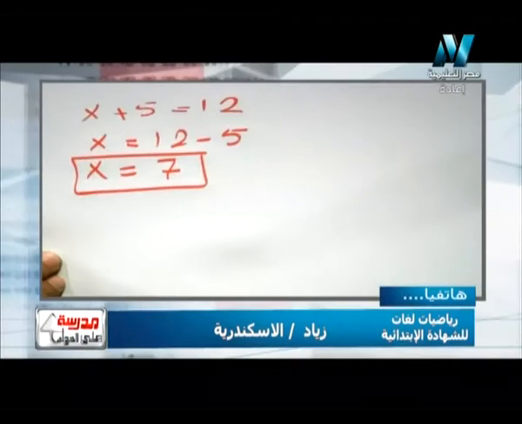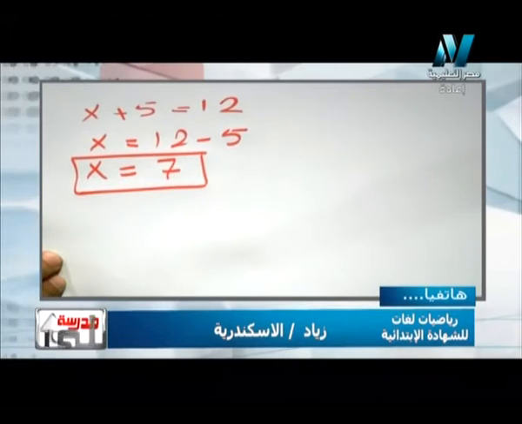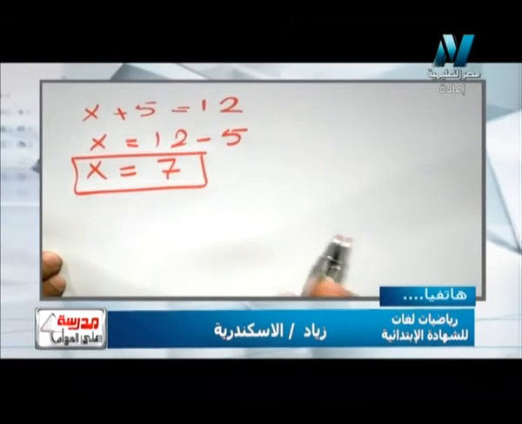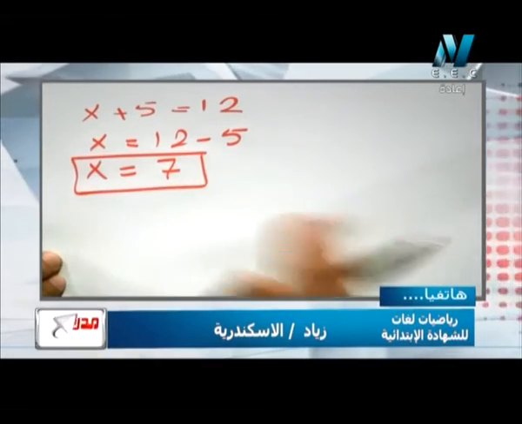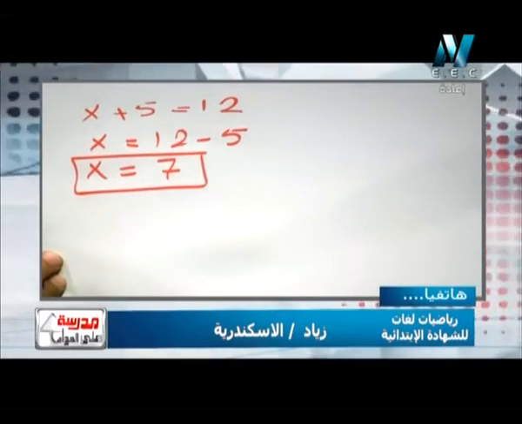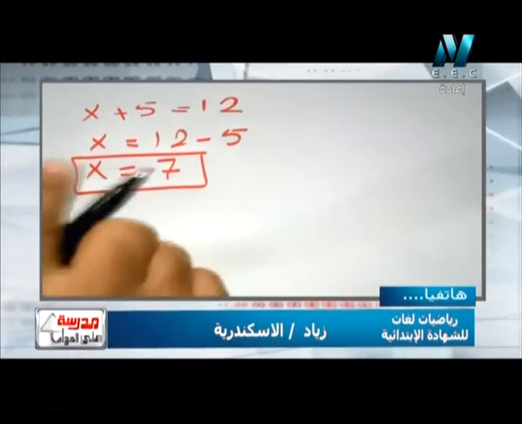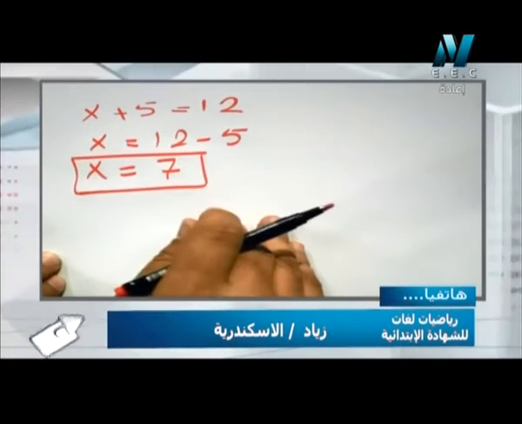We will do cross multiply to find the value of x. x plus 5 on the left side equals 12. Just translate 5 to the other side and it changes the sign of the number 5 to minus. x equals 12 minus 5, the result will be 7. Done, Ziad? Thank you, Ziad.